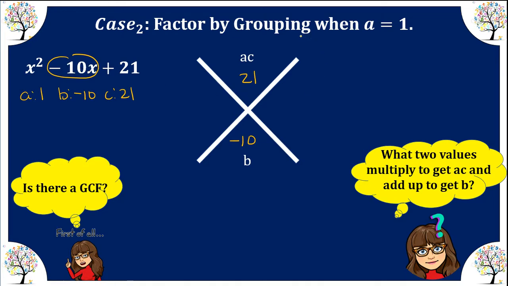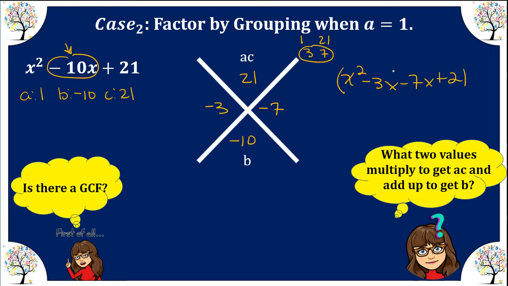So we have 21, 1 and 21, 3 and 7. Now, we need both numbers to be negative because our sum is negative, but our product is positive. And so I can see that negative 3 and negative 7 gives us positive 21 and adds to negative 10. So we're going to rewrite our middle term with x squared minus 3x minus 7x plus 21.